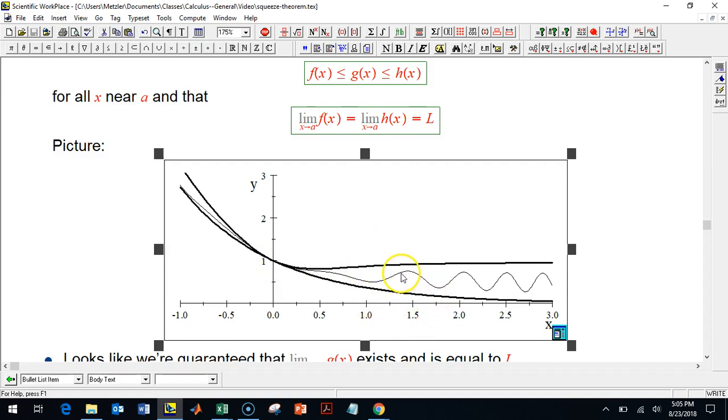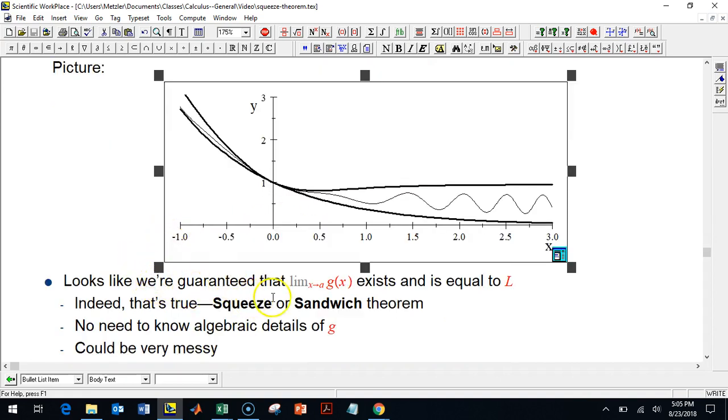And now look what happens. With g, it could wiggle a bit out here, it could wiggle a bit out here, but it gets less and less room to wiggle in here. It certainly looks like it's squeezed down so that the limit of g must exist. We've proved it exists even though we don't know the exact details and we don't have a formula for g. That's very powerful. And that limit has to be the same number. So it looks like we've proved that the limit as x goes to a of g of x exists and is equal to L, the common limit of f and h. And that's absolutely true. It's the squeeze theorem.